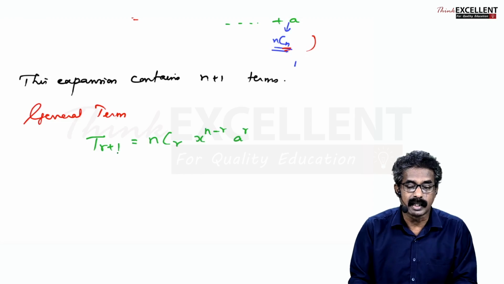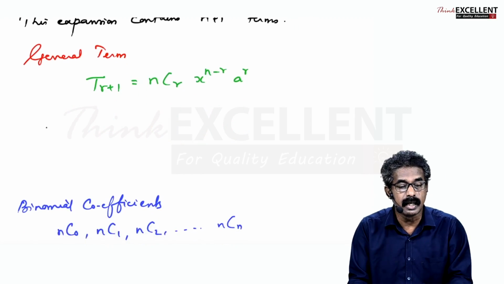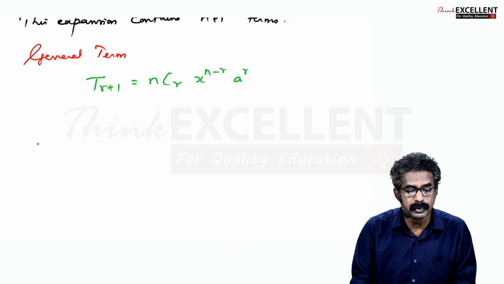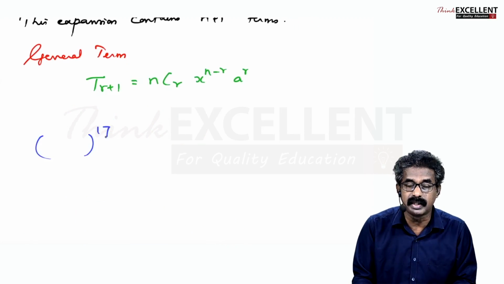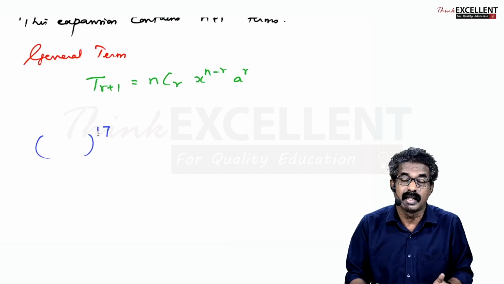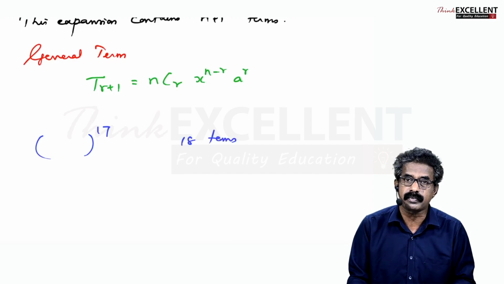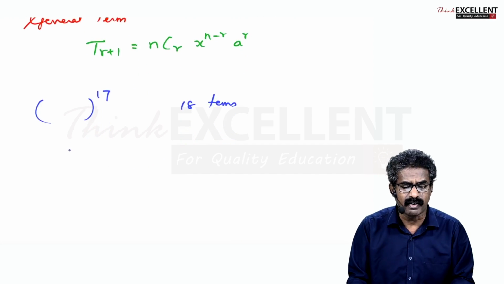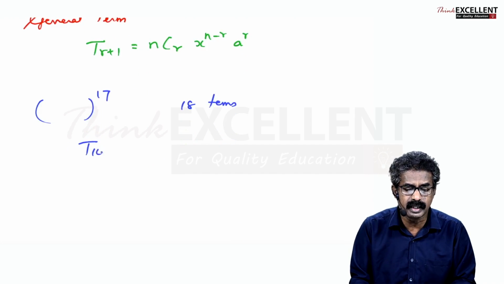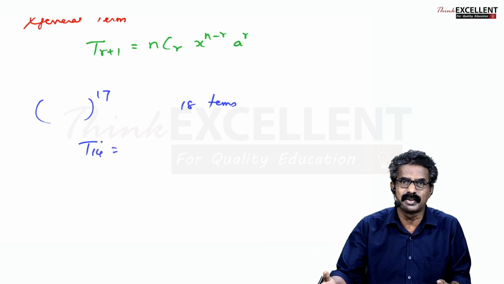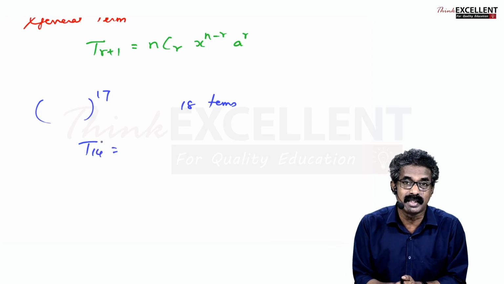You know, already I said the expansion has how many terms? n plus 1 terms, right? So suppose the power is 17. Suppose something they are giving, the power is 17. Can you tell me how many terms will be there? 18 terms will be there, right? Suppose they are asking, find the 14th term, T14. You cannot write all the 17 terms and take the 14th term, not easy.